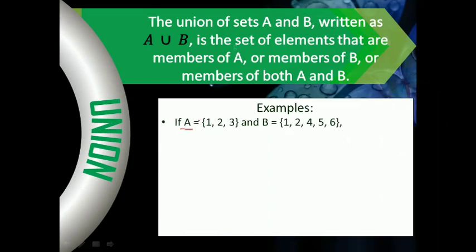If A has the elements 1, 2, 3, and B has the elements 1, 2, 4, 5, 6, then A union B has the elements 1, 2, 3, 4, 5, 6. So, these are the elements that are present in both set A and set B. So, we will only write once. Once again, in every set there is 1, 2. The 3 here is included because that is union.